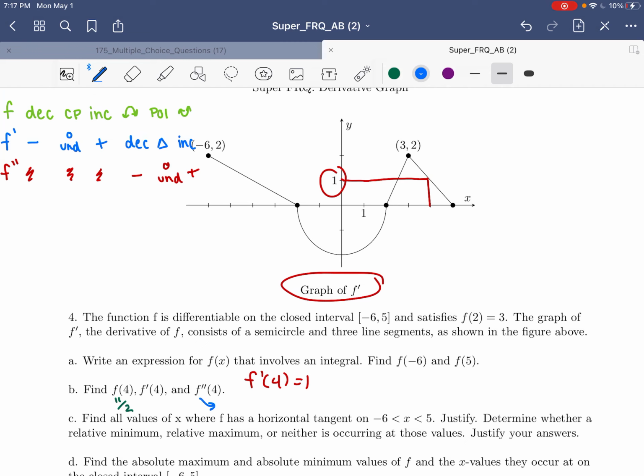And then lastly, f double prime of 4, that just means the slope of the graph at x equals 4. So at x equals 4, this slope right here, down 1, 2, over 1, 2. So f double prime of 4 is going to be -2 over 2, or just -1.